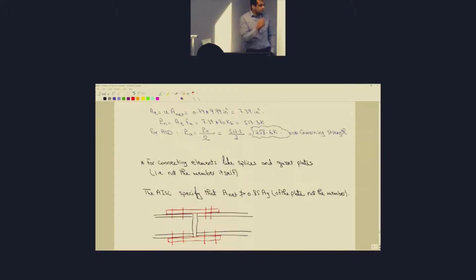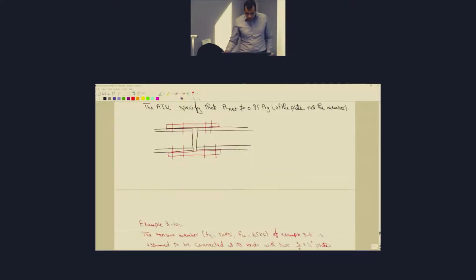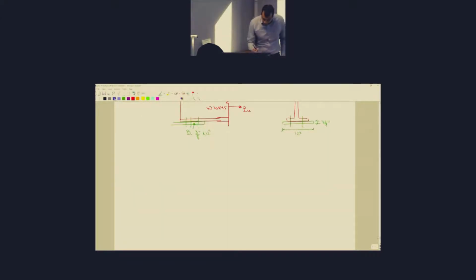So you're going to calculate the net area. If it's less than 0.85 of the gross area, that's fine. If it's larger, you're going to use 0.85 of the gross area. That's all, okay? So there is nothing complicated here, just that check. So for the solution here, you need to check two things, the yielding of the cross section and the fracture of the critical section.